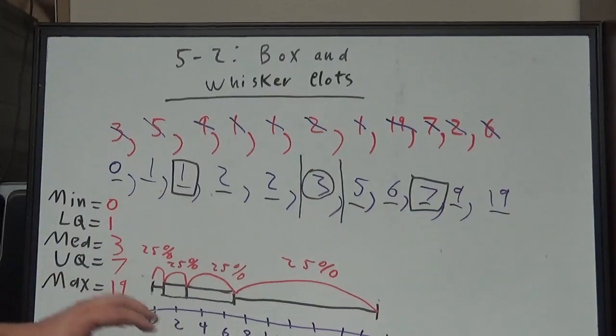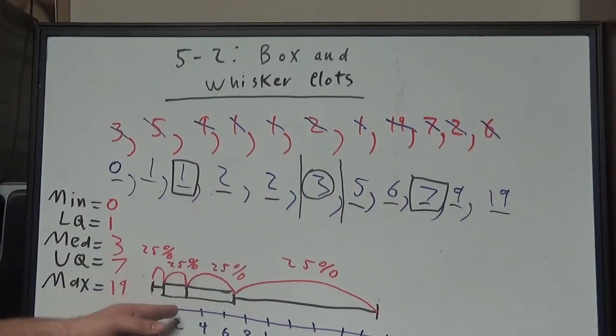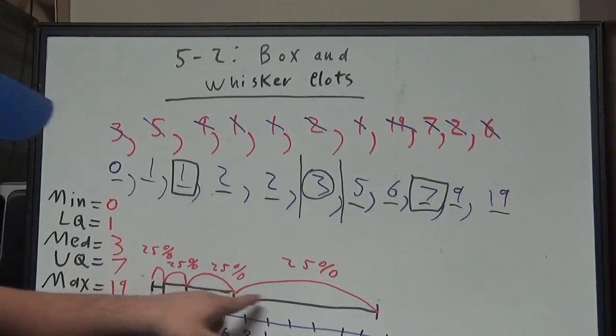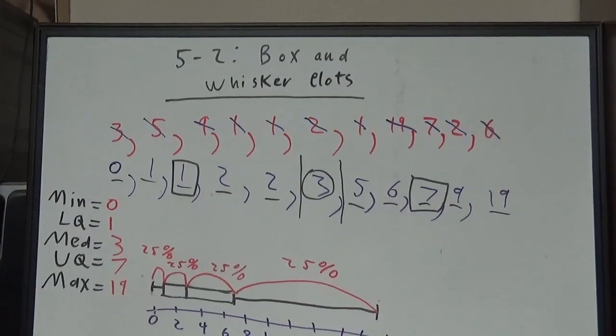You draw your number line, start with a box. Go lower quartile to upper quartile and you make a box. Draw a line, that's your median. Draw a whisker to the minimum and a whisker to the maximum, and those are your whiskers, those are your minimum and maximum. You're done. With experience, with practice, this becomes very easy.